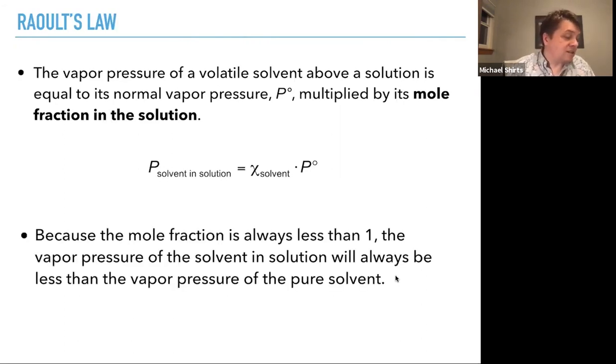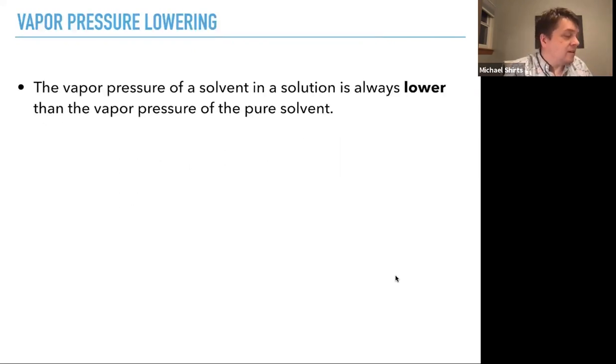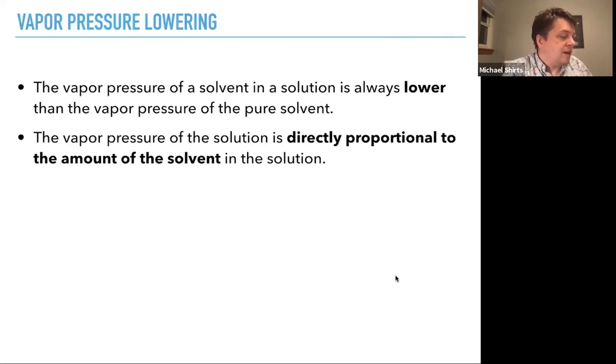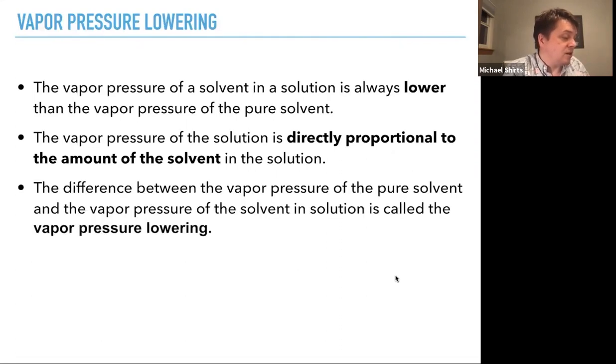And so because the mole fraction is always less than 1, the vapor pressure of the solvent in solution will always be less. So vapor pressure lowering: the vapor pressure is always going to be lower than the vapor pressure of the pure solvent. The vapor pressure of the solution is directly proportional to the amount of solvent in the solution. And this difference between what the vapor pressure of the pure solvent would be and the vapor pressure of the solvent in solution is called the vapor pressure lowering, right? It's just that change in vapor pressure.